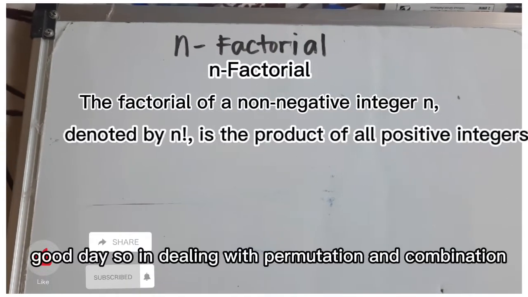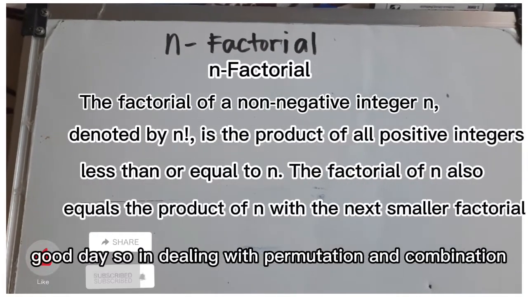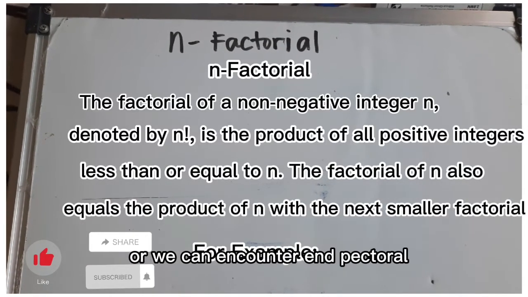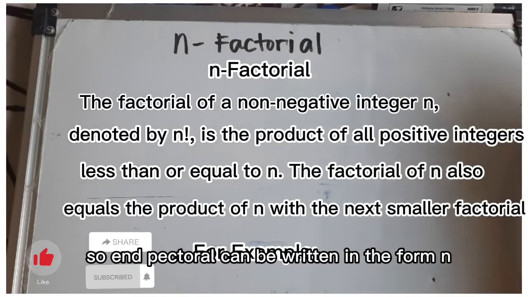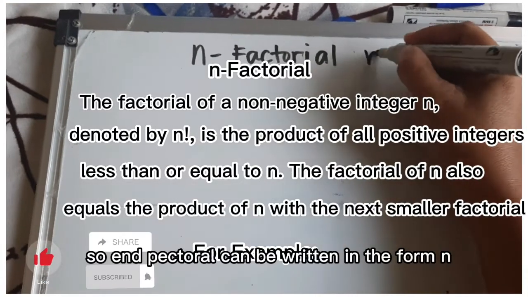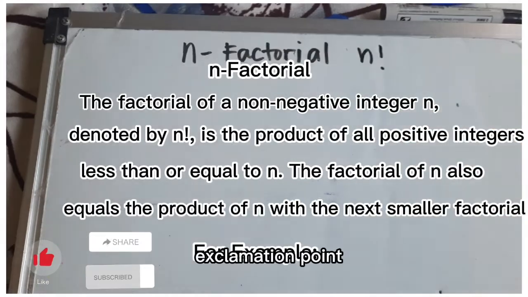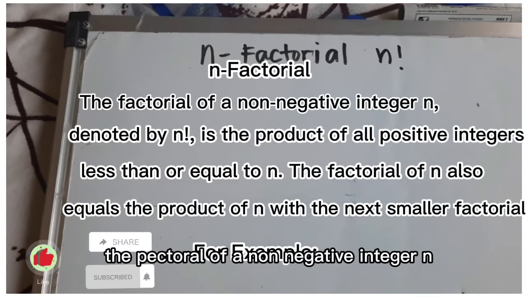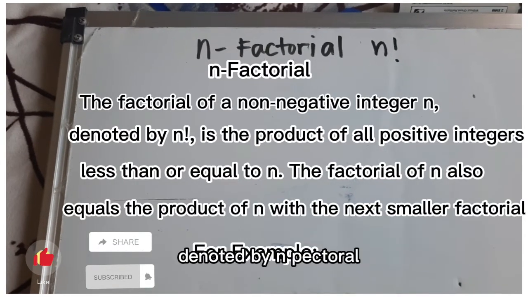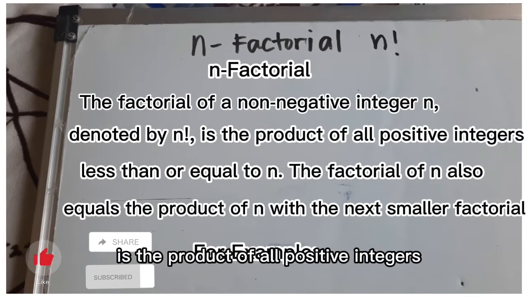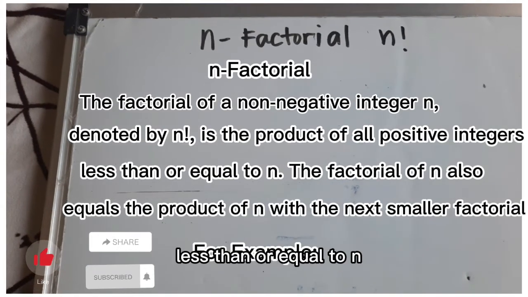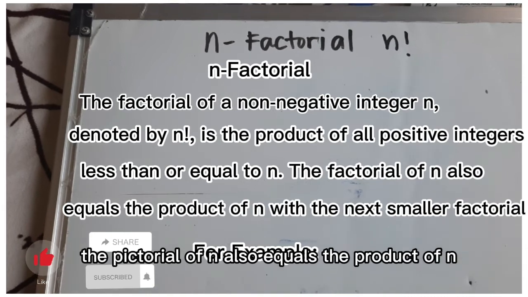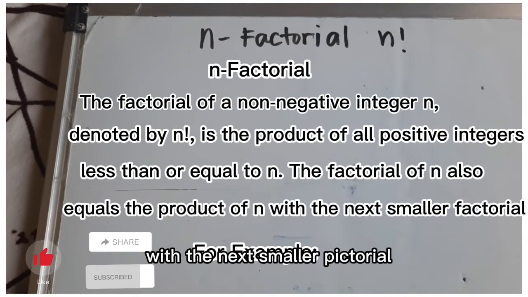Good day. In dealing with permutation and combination, we can easily encounter n factorial. N factorial can be written in the form n exclamation point. In mathematics, the factorial of a non-negative integer n, denoted by n factorial, is the product of all positive integers less than or equal to n. The factorial of n also equals the product of n with the next smaller factorial.